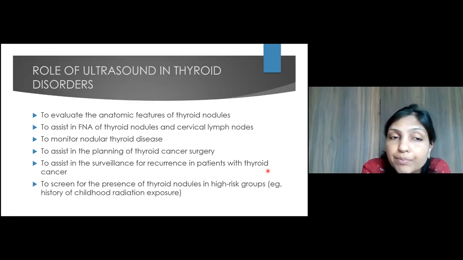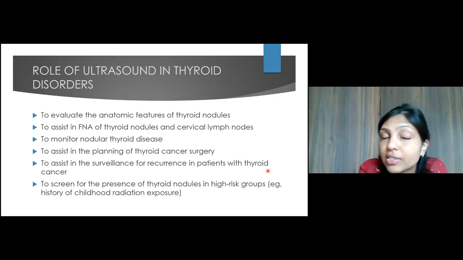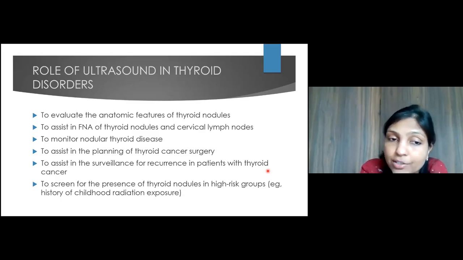It is essentially being used to outline the anatomic features of thyroid nodules. The talk is going to progress further on how it may help identify benign versus malignant nodules, how it may assist in the fine needle aspiration of suspicious nodules, and then also to monitor nodular disease over time. It is also used for planning thyroid cancer surgeries, where evaluation of lymph nodes becomes very important, to assist in the surveillance of recurrence in patients with a history of thyroid cancer who are, say, post total thyroidectomy and radioactive iodine treatment, and to screen for the presence of thyroid nodules in high-risk groups, those with a history of childhood radiation, etc.